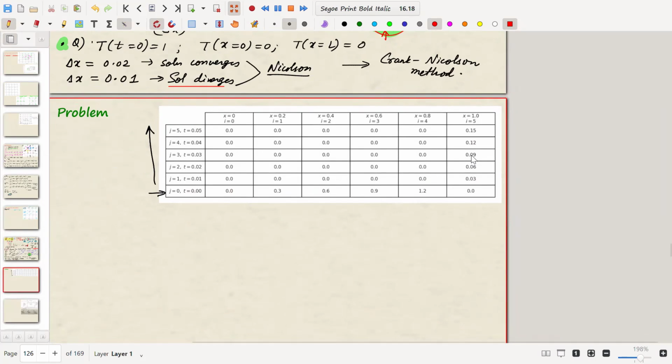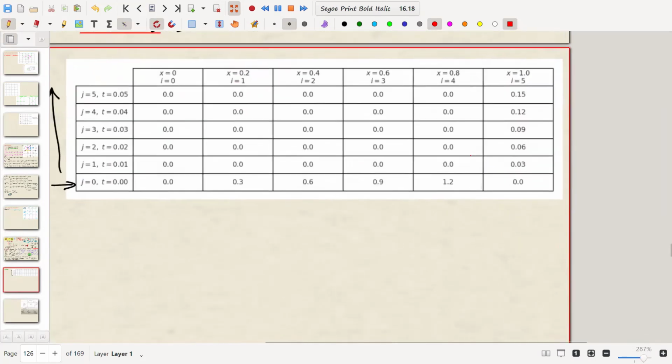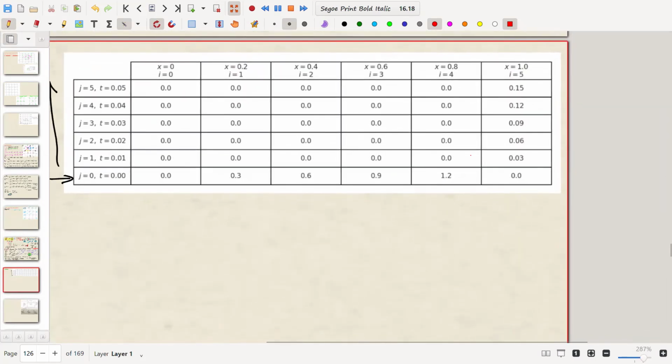Let us start with this problem. This is a heat equation problem. At time t equal to 0, from x equal to 0 to x equal to 1, all the values are given to you: 0, 0.3, 0.6, 0.9, 1.2. This is the first time level, t equal to 0, where the temperature data is given to you. Your job is to find the other values. It is not zeros; you have to find these values.